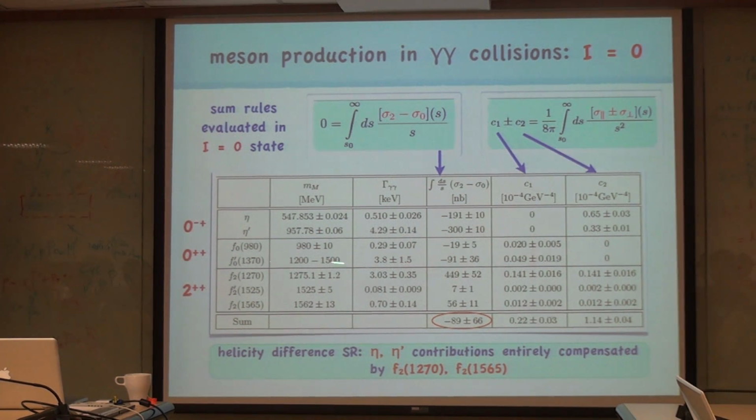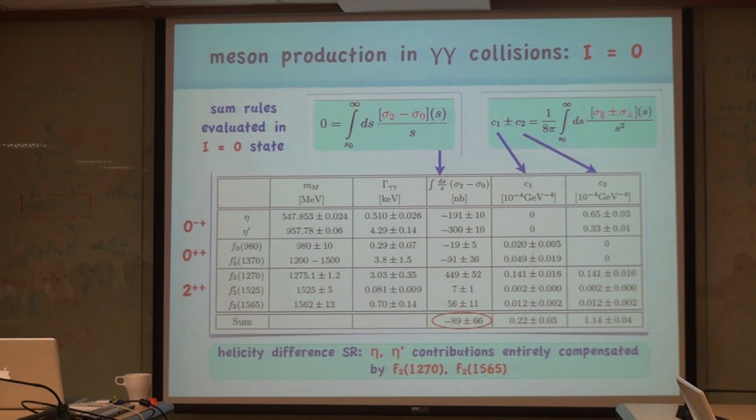This one is still sizable, has a large two-photon width, like minus 100. So if you add up everything, you will end up somewhere like minus 500, minus 600 nanobar. And we know this has to be 0, this is an exact sum rule. So it has to be compensated by meson states which have helicity 2.